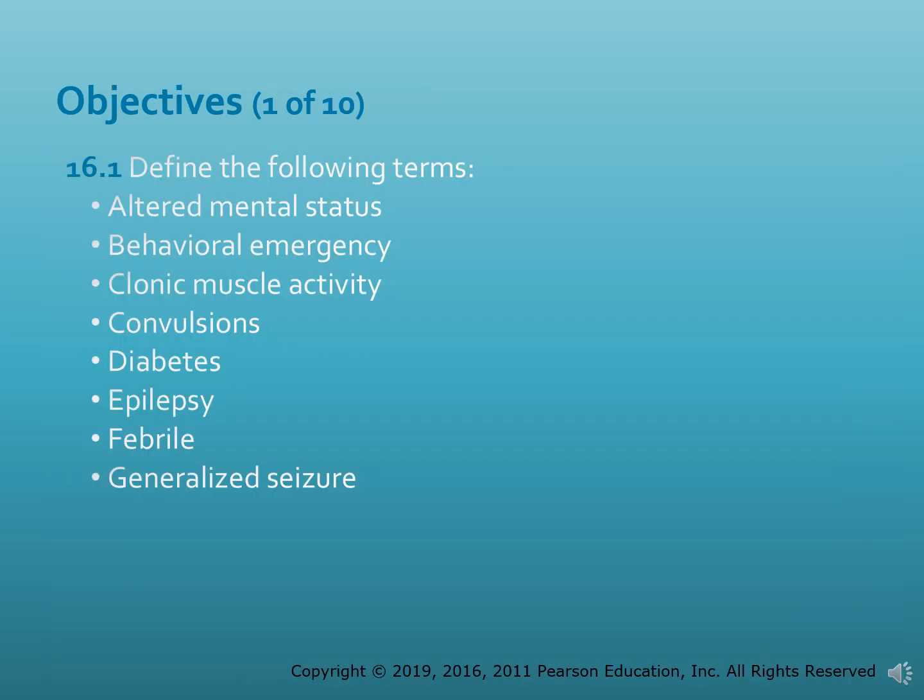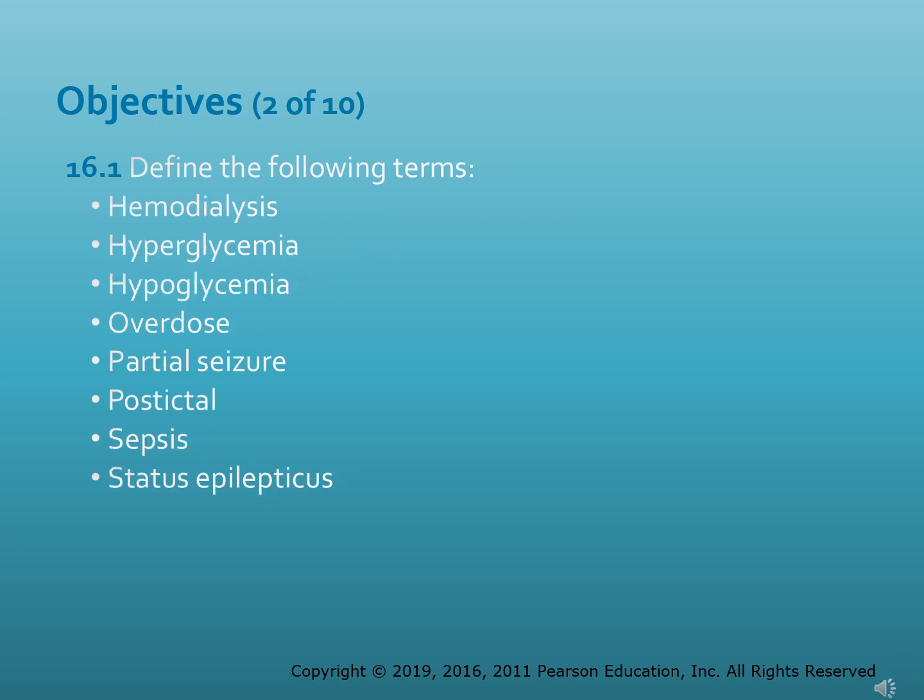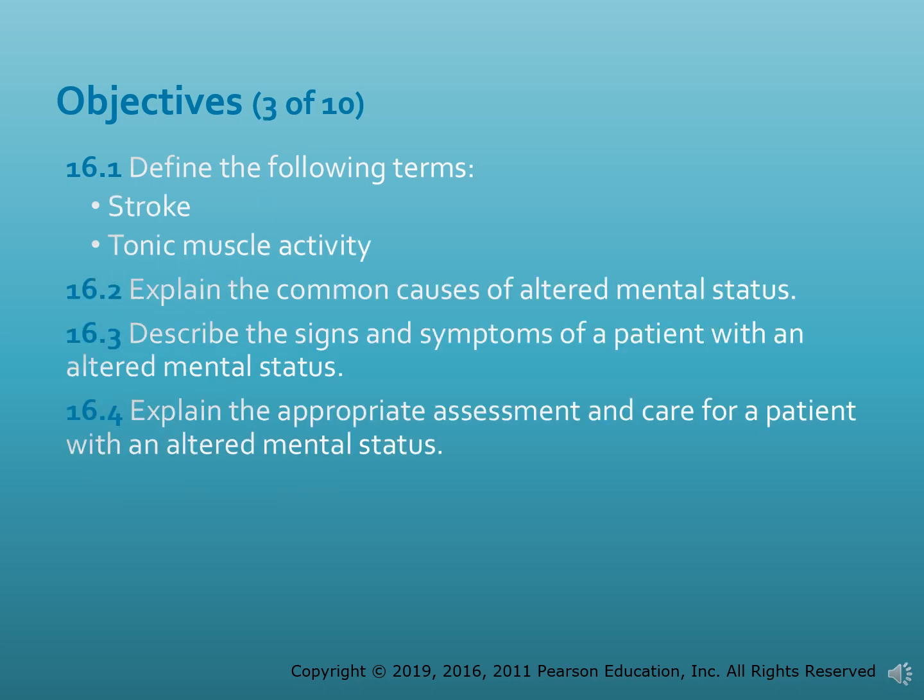During this course, we're going to be going over the following objectives. Defining the following terms: altered mental status, behavioral emergency, clonic muscle activity, convulsions, diabetes, epilepsy, febrile and generalized seizures, hemodialysis, hyperglycemia, hypoglycemia, overdose, partial seizure, postictal, sepsis, status epilepticus, stroke, and tonic-clonic muscle activity.